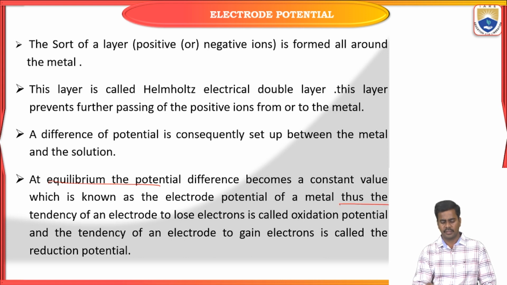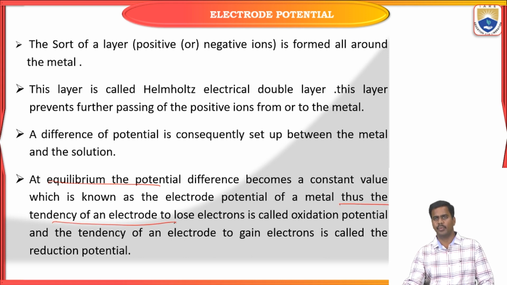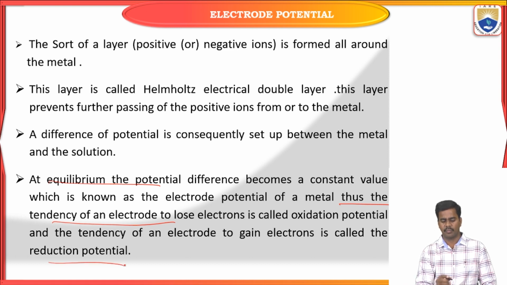Thus, the tendency of an electrode to lose electrons is called oxidation potential, and the tendency of an electrode to gain electrons is called reduction potential.